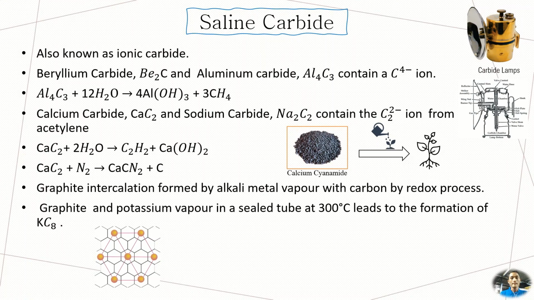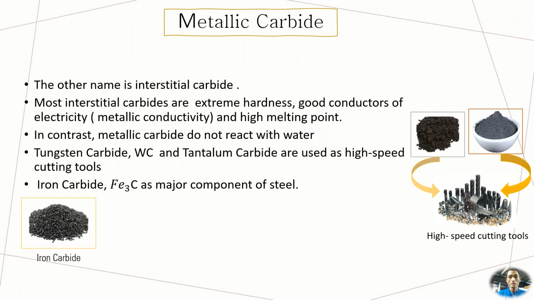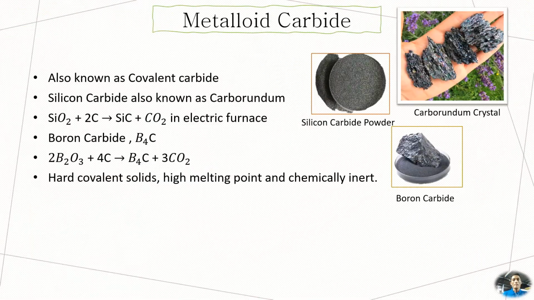Next is graphite intercalation. It's formed by alkali metal reacting with carbon by a redox process. Iron carbide, Fe3C, is a major component of steel. Metallic carbide is also known as covalent carbide. The 2 types of covalent carbide are silicon carbide and also boron carbide.